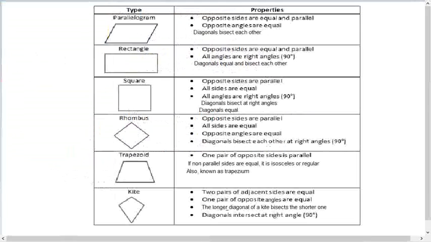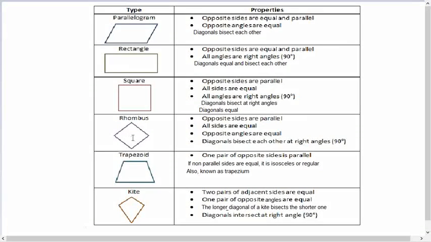Right? See this. Keep this figure in mind. This will be helpful to you. Rectangle diagonals bisect each other and are equal. Squares bisect each other at 90 degrees. Parallelogram, diagonals bisect each other. Rhombus, diagonals bisect each other at right angles, but they are not equal.